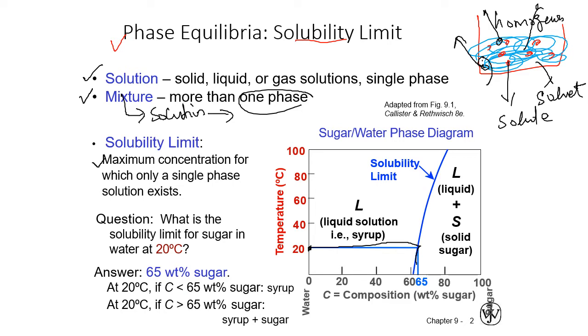that it will no longer be a solution. So there are two phases forming, right? And this line is basically separating these two from each other, okay? If the sugar concentration is less than 65%, then it is a solution. But if you increase it, then it is syrup plus sugar, right?